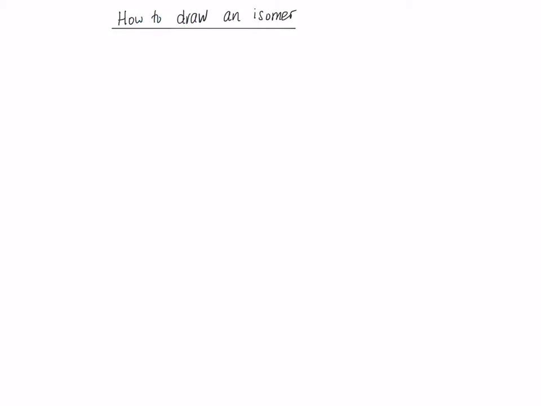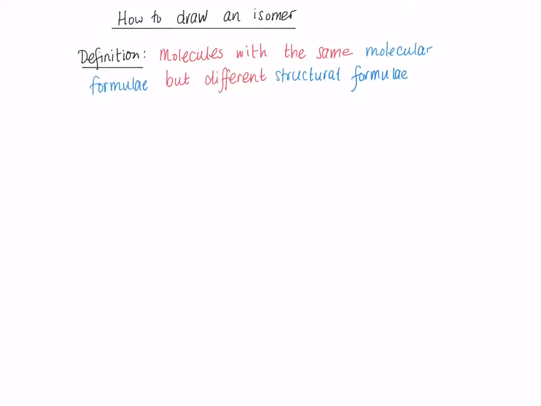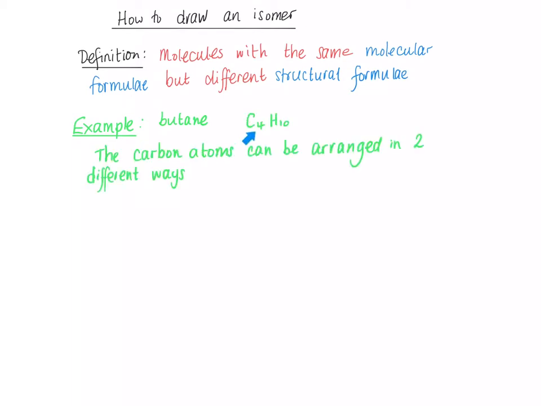How to draw an isomer. So the definition of an isomer that you need to know is molecules with the same molecular formulae but different structural formulae. And the example that we're going to look at is the molecule butane. So the formula of butane is C4H10, and the carbon atoms can be arranged in two different ways.